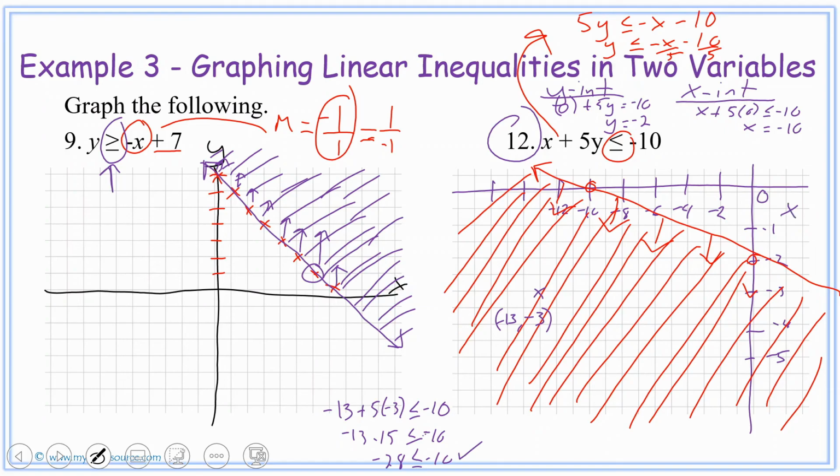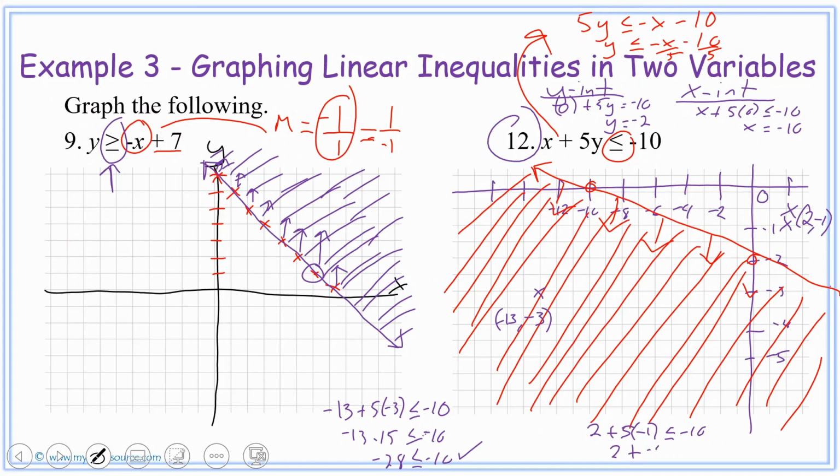If I choose a point outside of the boundary, so let's say that point there, we're skipping by 2, so this would be the point 2. Let's go down 1 to make it easier. 2, negative 1. If I substitute 2, negative 1 in there, it will not work. So 2 for the x plus 5 times the y, which is negative 1, is that less than or equal to negative 10?